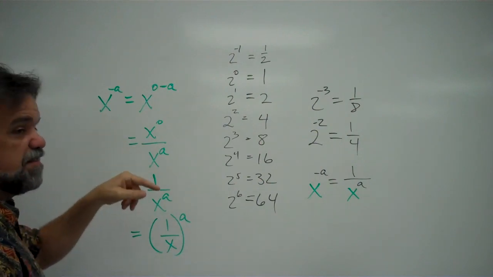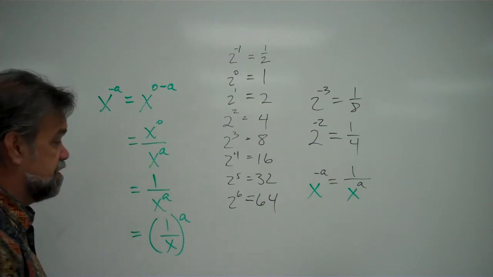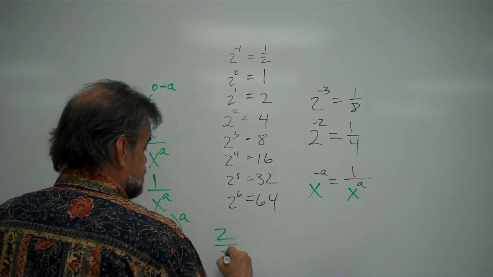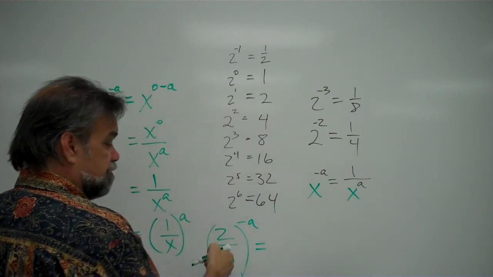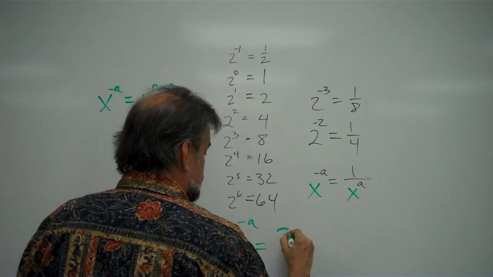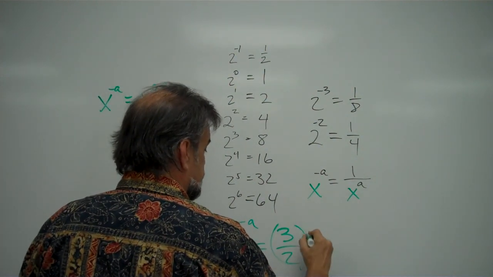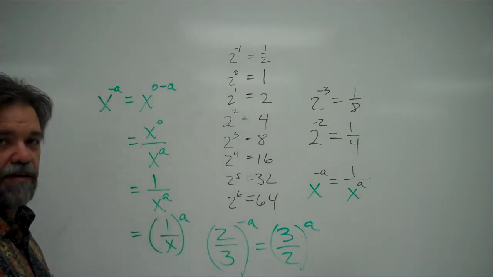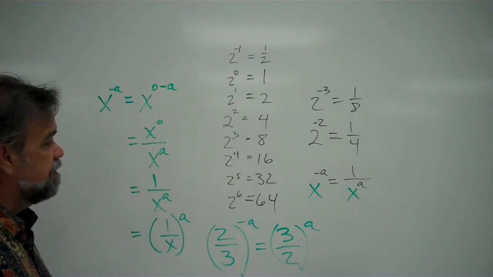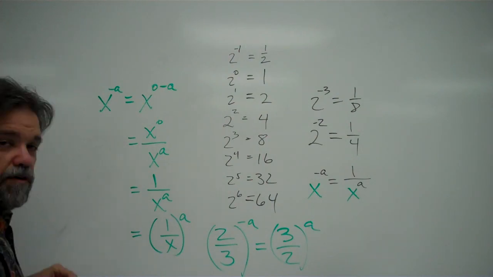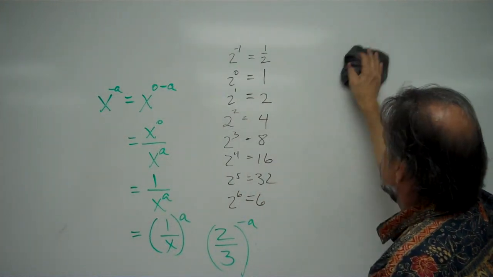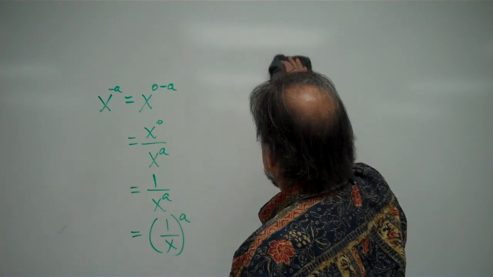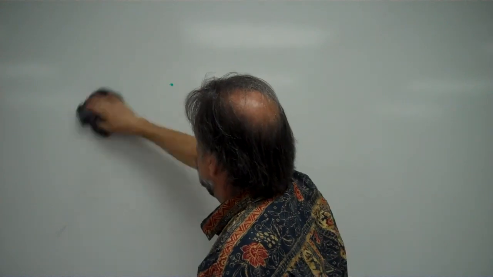So that means if x is 2/3, let's say, 2/3 to the negative a power is going to be the reciprocal of 2/3, which is 3/2 to the a power. Kind of cool. All right. Two more rules. And these rules have to do with the base.